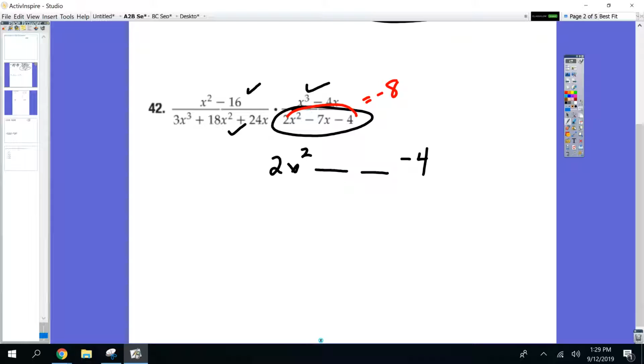-8x and 1x. Why does -8x and +1x do the trick here? Because you're trying to find something that adds to -7x and multiplies to -8. Everyone good. Multiply to -8, add to -7.